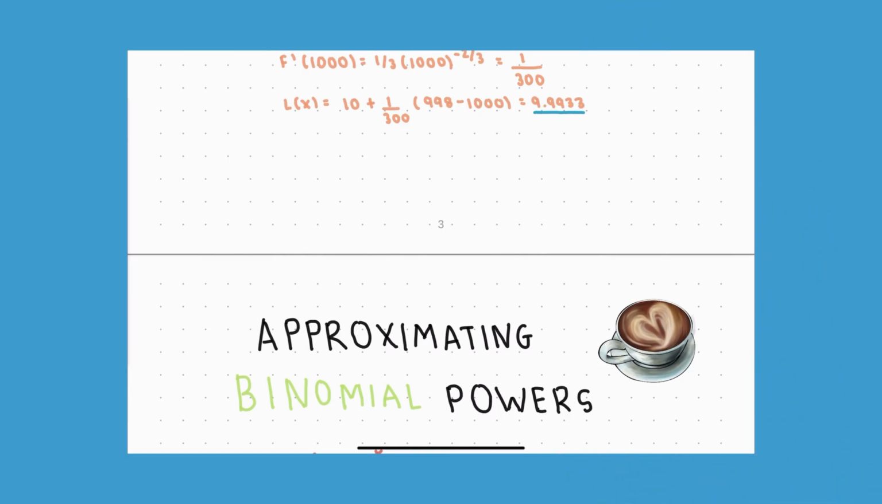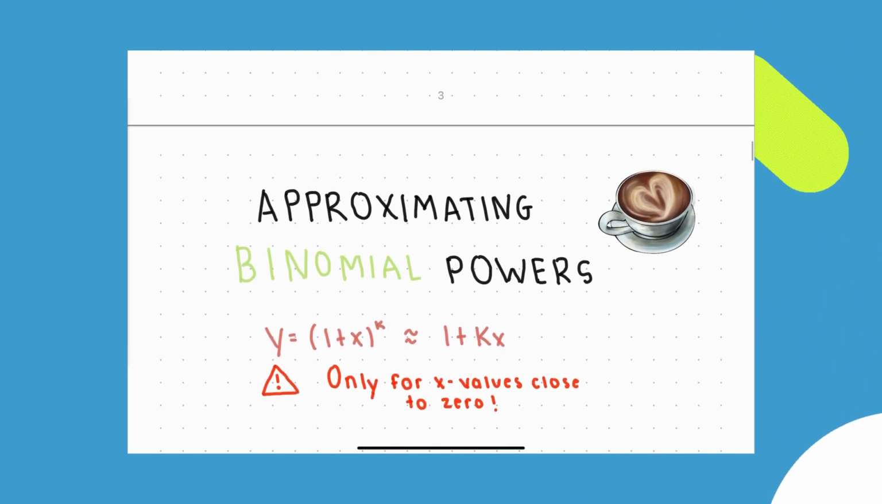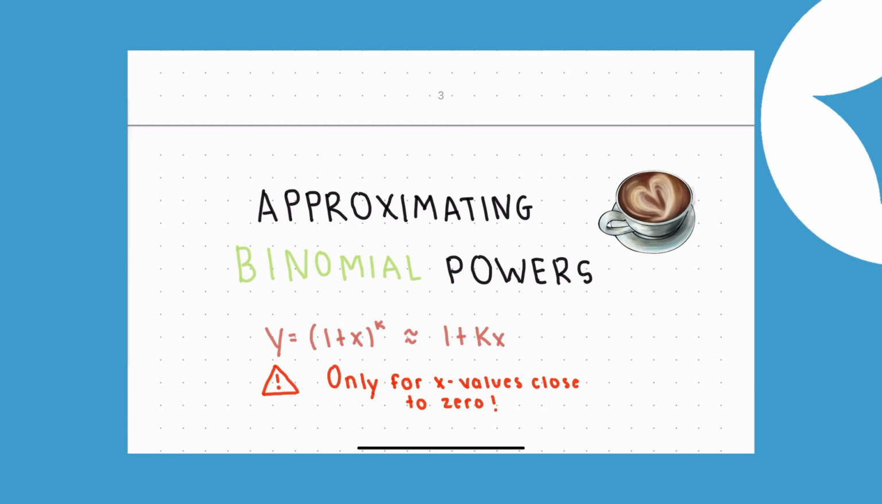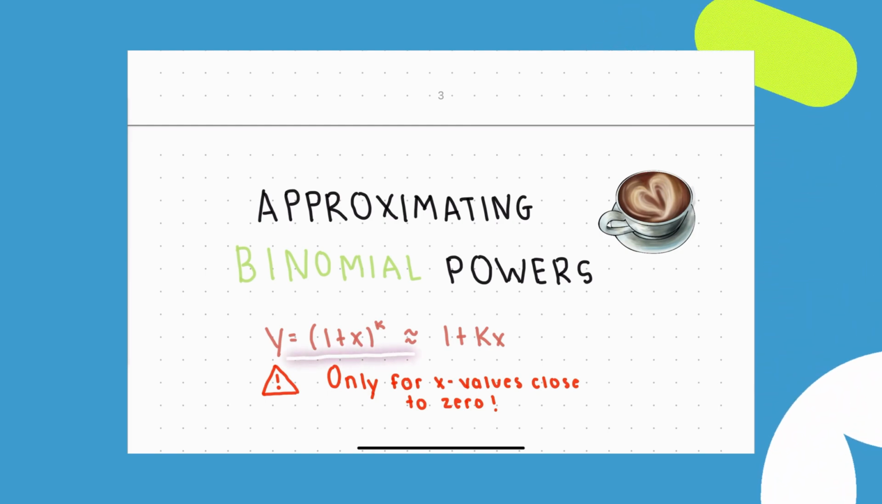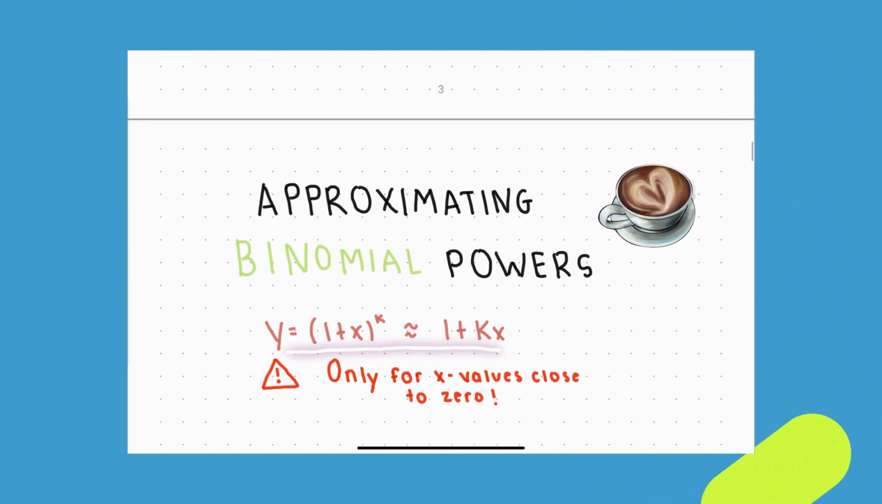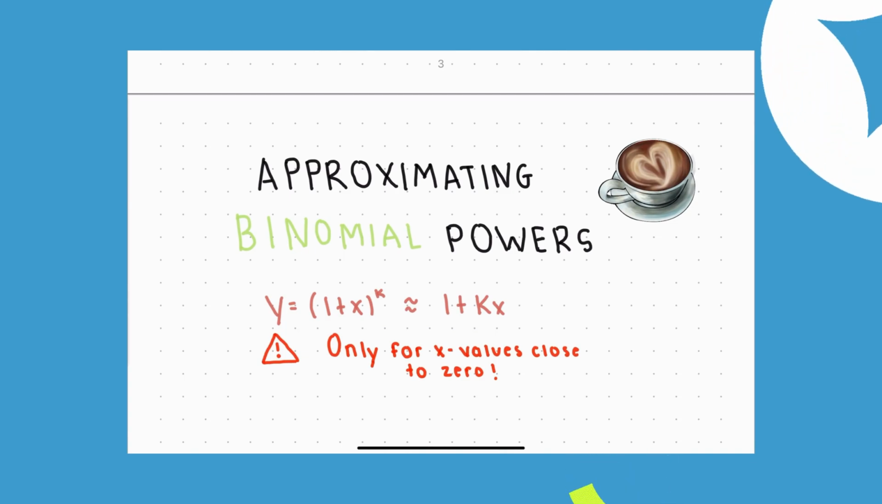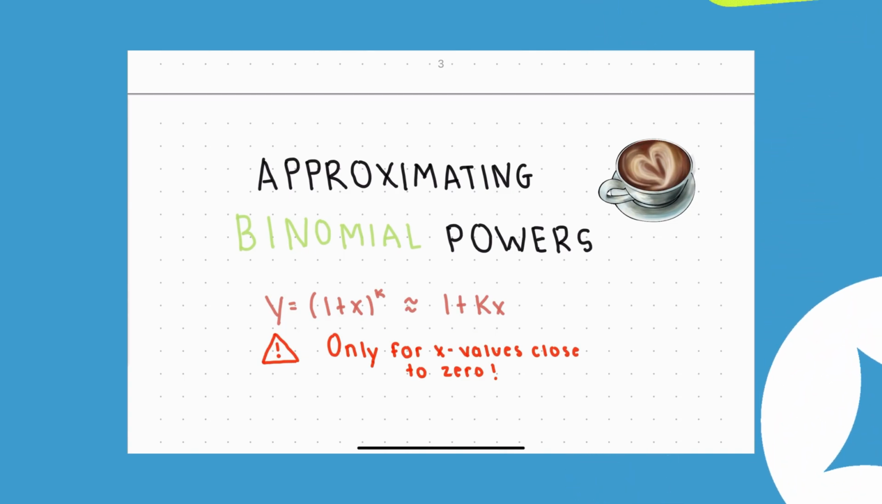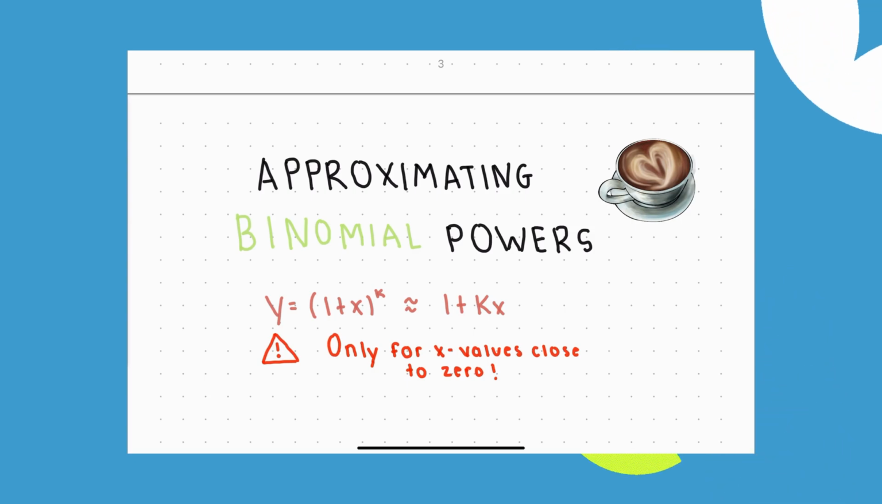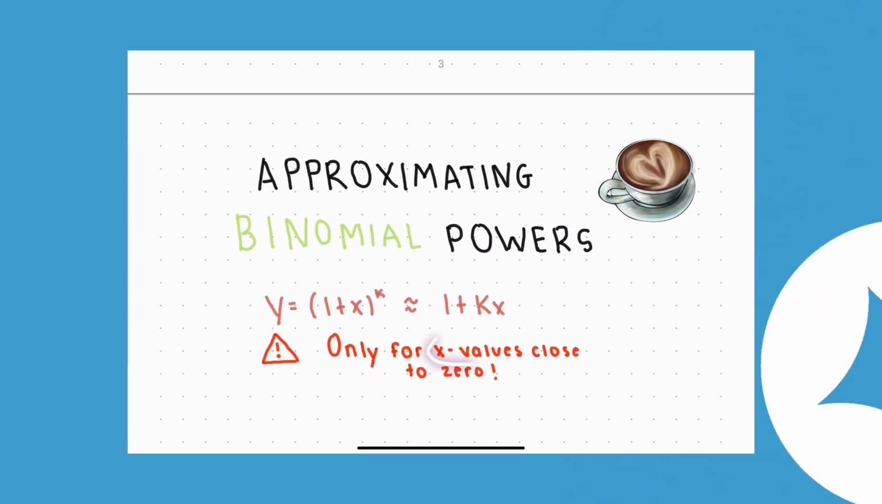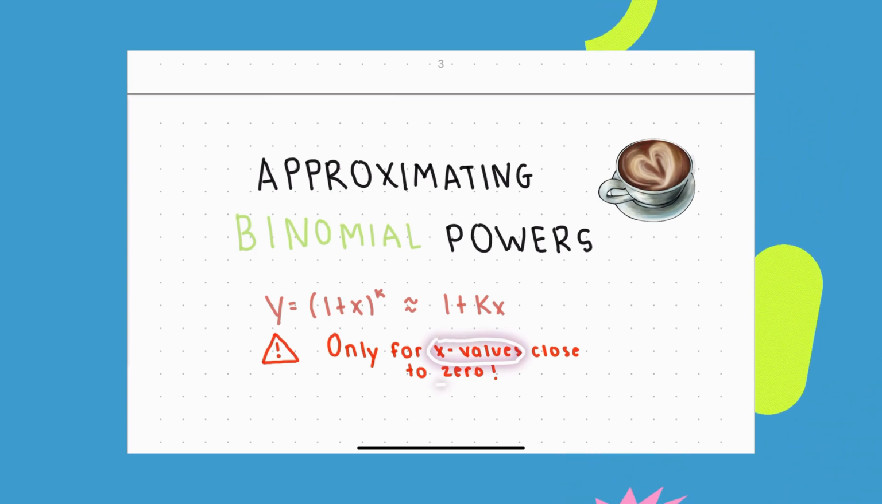The nice thing about approximating binomial powers is that you can solve any equation for y that comes in this form, y equals 1 plus x to the k, using this formula: y is equal to 1 plus kx. Essentially, you just have to reorder your values, and you'll have your answer. Also, it gives you a pretty exact value versus just a rough approximation. But this method is only designed specifically for x values that are very close to 0.